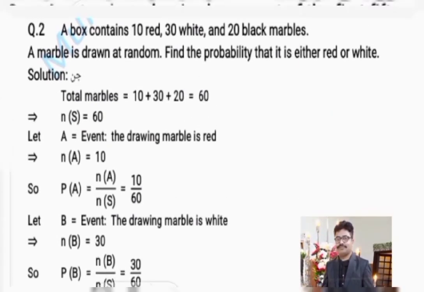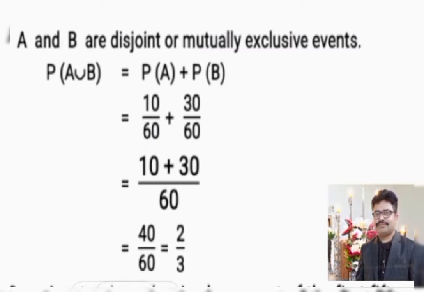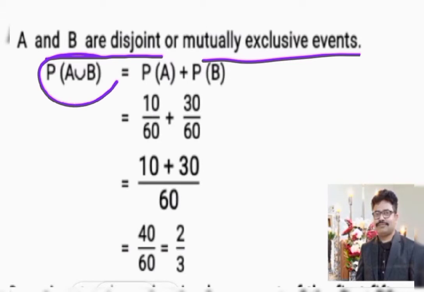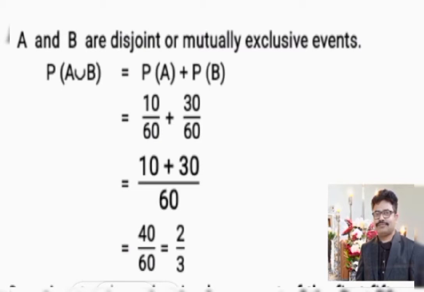As there is no common value, so for the probability of A union B, as I told in the first question, these events are called disjoint events or mutually exclusive events. So probability of A union B is equal to probability of A plus probability of B. Probability of A was 10 by 60 and probability of B was 30 by 60. Here is the plus symbol between these probabilities, so we have written the plus symbol here.